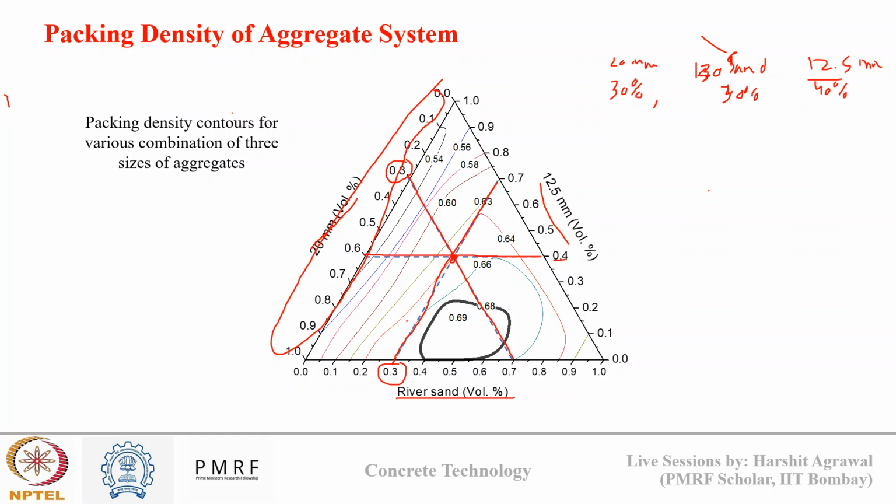The red line, the green line, the black line that you see here are all the packing density values for different combinations of these three aggregate fractions. Right now my point is lying very close to this red line mark, so I can say that the packing density of this combination will be 0.64. Now, if I want to optimize, I can just change the proportion of aggregates and see whether I can achieve a higher packing density or not. So this is a contour map and how we read that map.